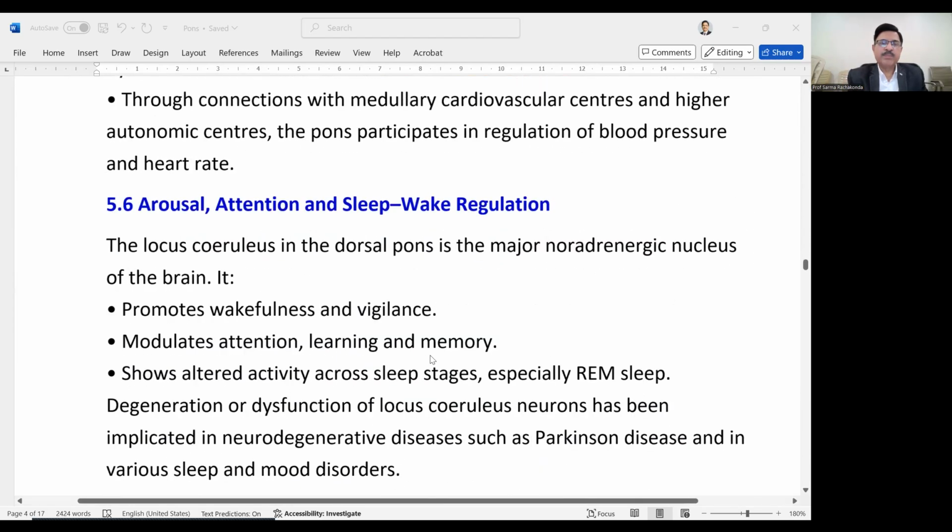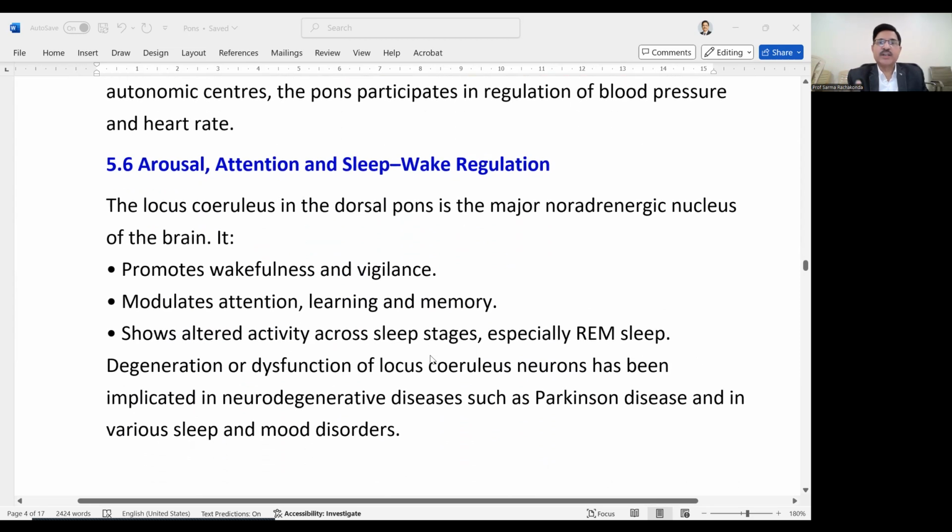More importantly, the arousal and attention and sleep-wake regulation. The locus ceruleus, which is the noradrenergic component of the pons, in the dorsal pons, is the major noradrenergic nucleus. Locus ceruleus promotes wakefulness and vigilance. If locus ceruleus is under stimulation, the person is wakeful and vigilant. If the locus ceruleus activity is suppressed, then the person will get into sleep. It modulates attention, learning, and memory.